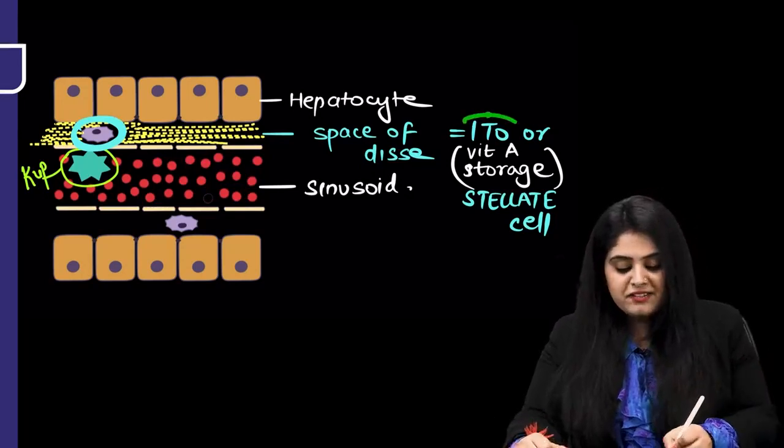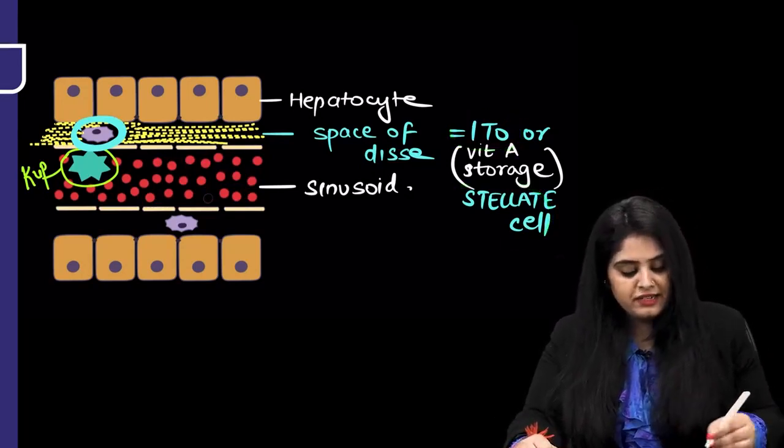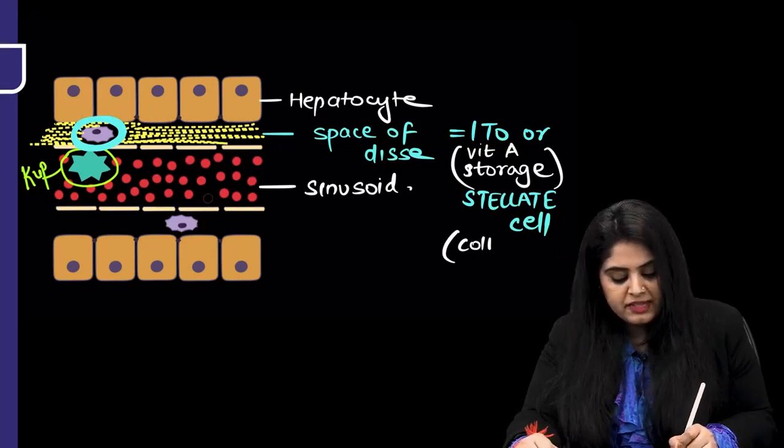The same Ito cell, if it gets activated, is known as a stellate cell. What is a stellate cell doing? Stellate cell is going to do collagen production.